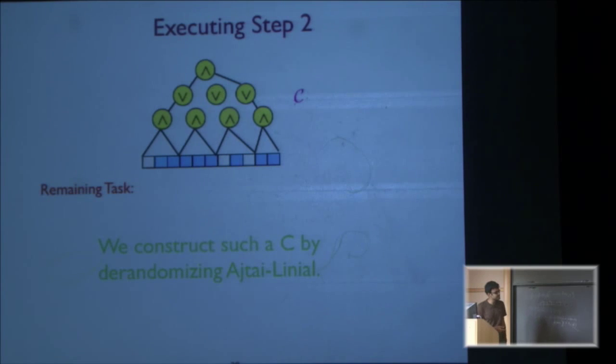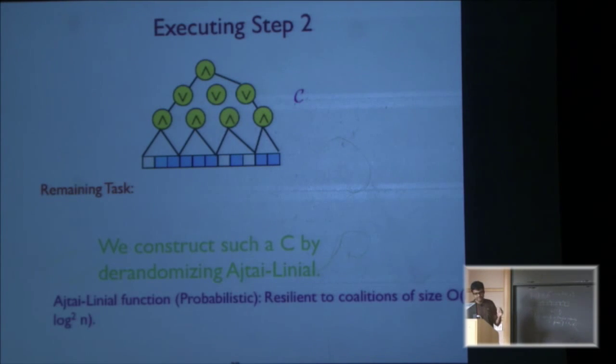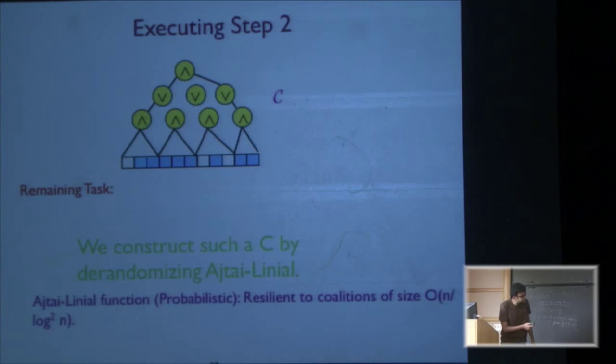And we construct such a function by de-randomizing a construction of Ajtai and Linial from 1990. Their construction is probabilistic, and they show that the sample space of n to the order n square functions is such that it's n by log square n resilient.